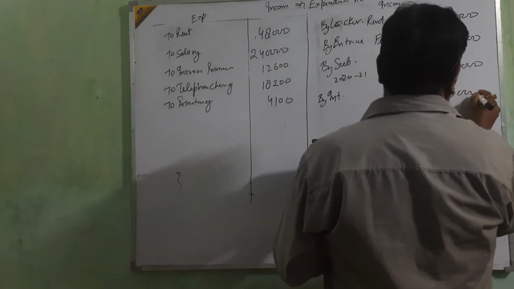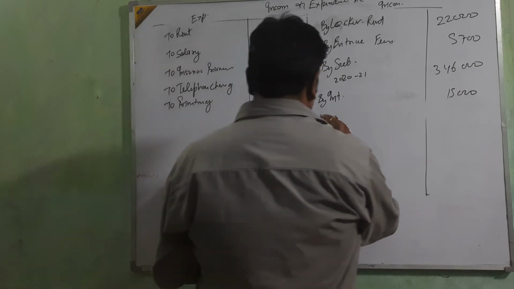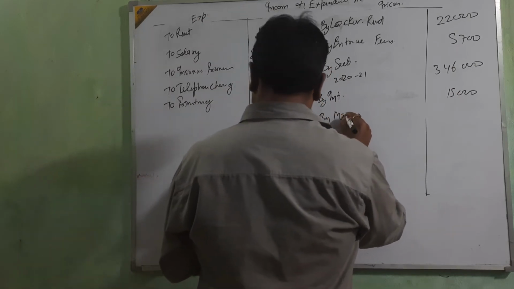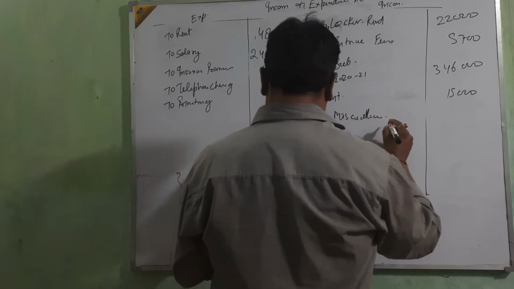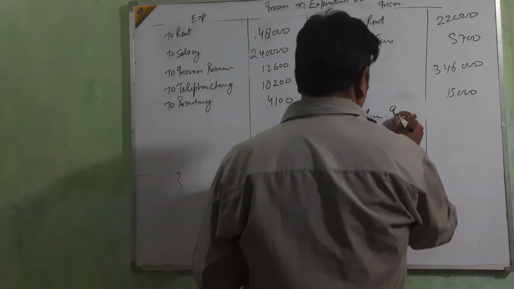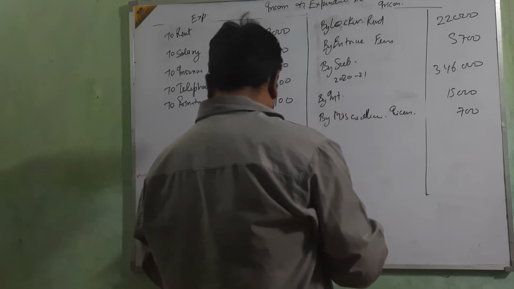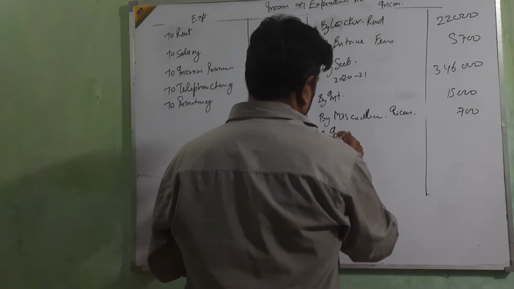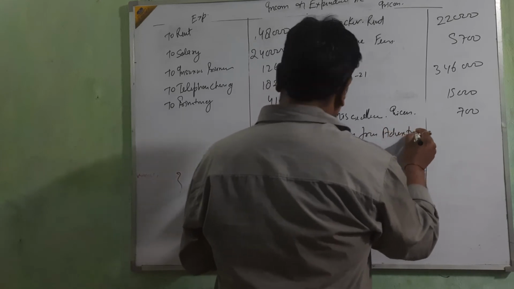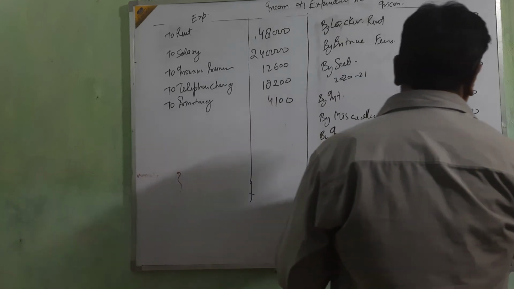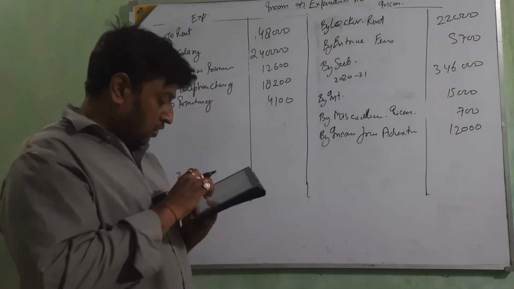Otherwise you will know about the things, any type of outstanding or prepaid will come. Next is the miscellaneous income, amount is 700 only. And then income from advertisement, amount is 12,000. Okay beta, no adjustment is given.